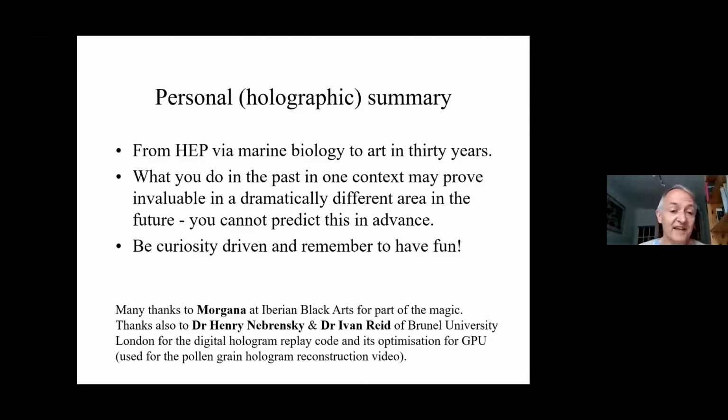Nor would I have predicted, even after doing the marine biology application, that I would then work with an artist to record holograms of pine pollen. So please, please be curiosity driven, and when you can, do remember to have fun. So if there are any other questions, I'm very happy to take them.